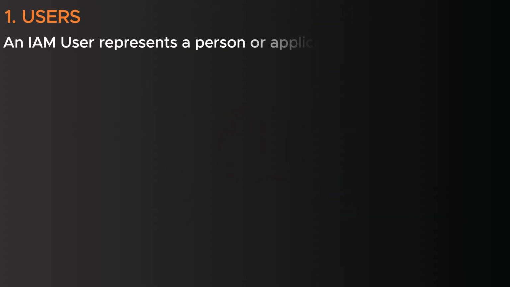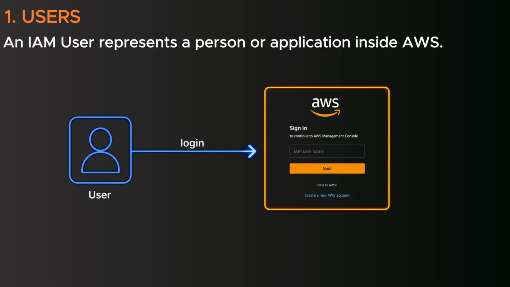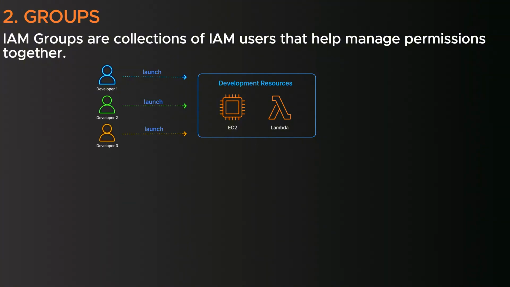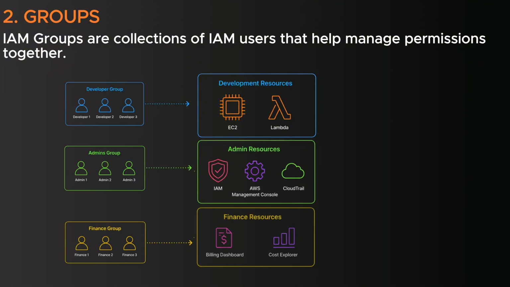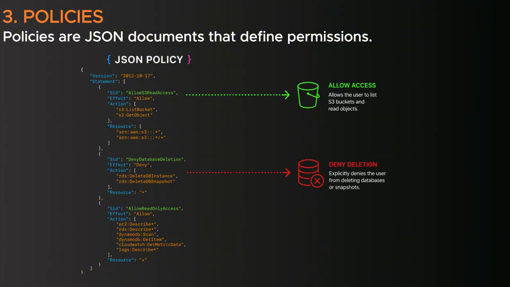First, users. An IAM user represents a person or application inside AWS. For example, an employee logging into the AWS console. Second, groups. Instead of assigning permissions one by one to every user, AWS allows users to be placed into groups. Permissions can then be assigned to the entire group. Third, policies. Policies are JSON documents that define permissions. They specify what actions are allowed or denied on which AWS resources. For example, allow access to S3 buckets, deny deletion of databases, or allow only read access.